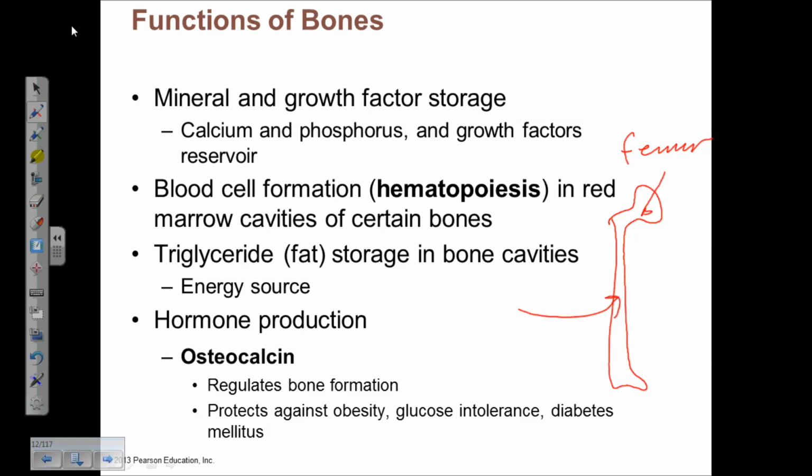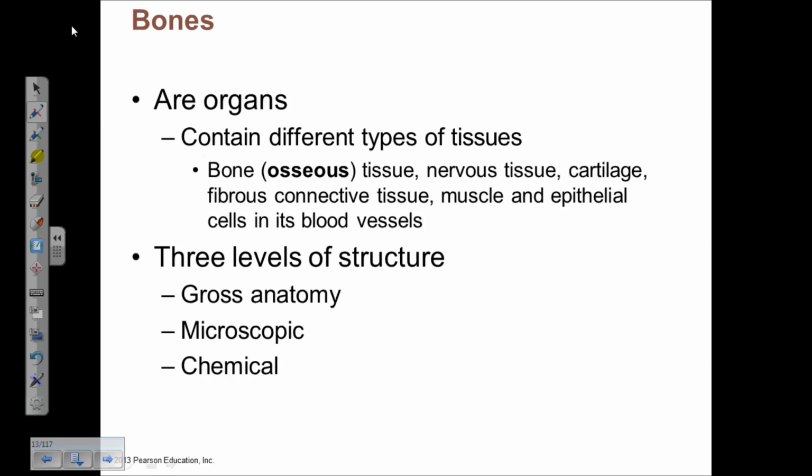And osteocalcin is a very interesting hormone. First of all, it regulates the formation of the bones, and second, it is known to exert activities similar to the activities of insulin. So it will lower blood sugar, sort of prevent diabetes. It prevents glucose intolerance. So it's an insulin-like hormone.